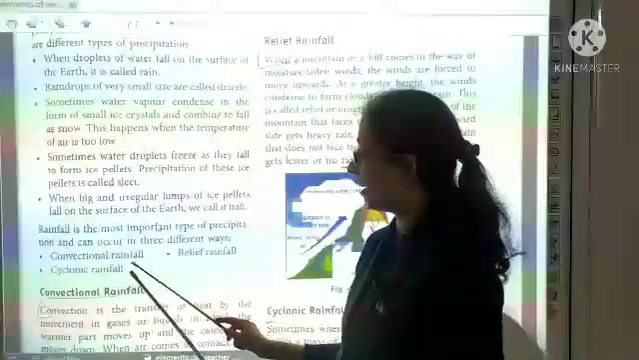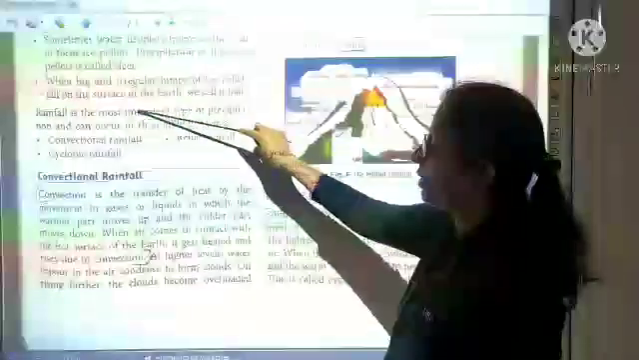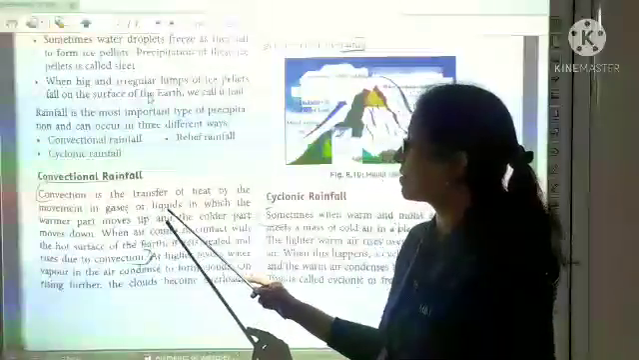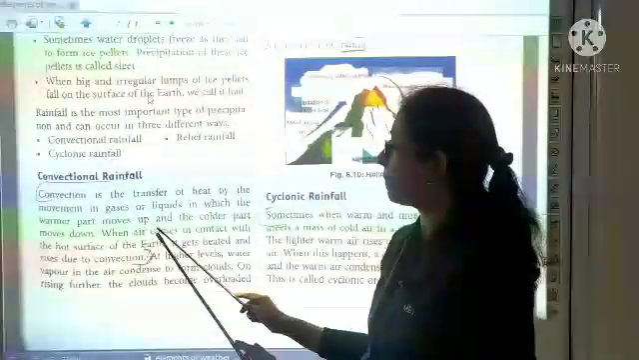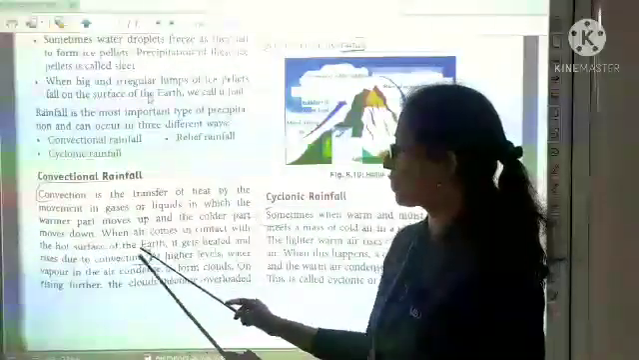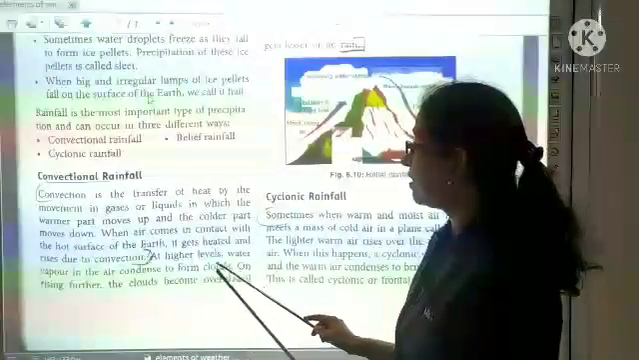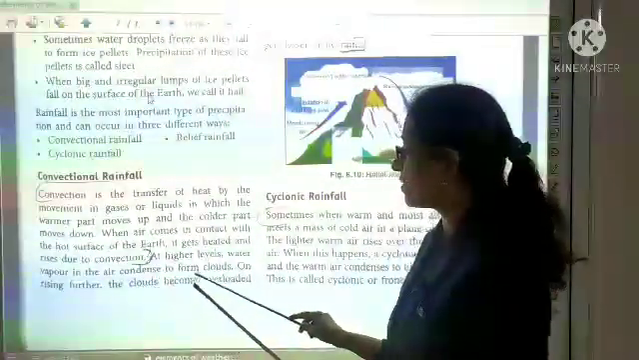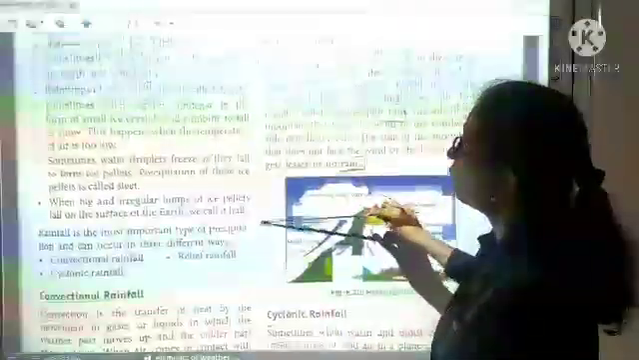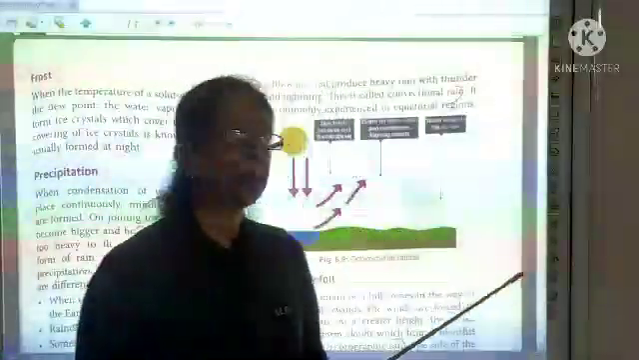That is conventional rainfall, relief rainfall and cyclonic rainfall. Conventional rainfall is the transfer of heat by the movement in gases or liquid in which the warmer part moves up and the colder part moves down. When air comes in contact with the hot surface of the earth, it gets heated and rises due to convection. At higher levels, water vapor in the air condenses to form clouds. On rising further, the cloud becomes overloaded. Cloud जो है वो overloaded हो जाते हैं और वो बारिश की तरह से नीचे अर्थ पे गिरते हैं.